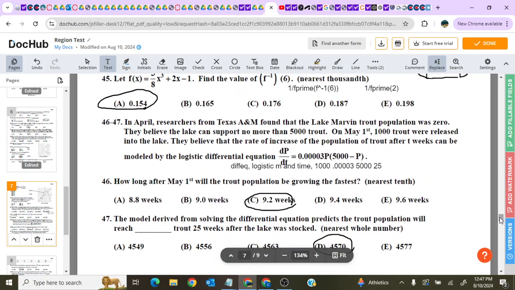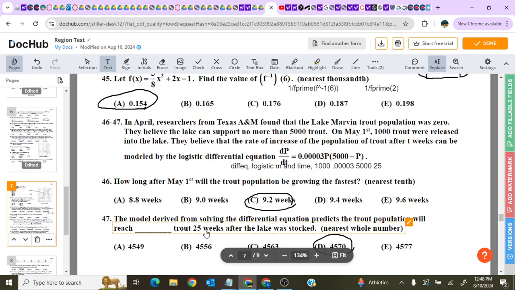46 to 47. In April, researchers from Texas A&M found that Lake Marvin's trout population was 0. They believe it can support no more than 5,000. 1,000 trout were released, and the rate of increase is based on this. So we're given the equation for a logistic, so in the diff-EQ program, go to logistic. You'll be using your m in time, because you're looking for the time of this 25 weeks to solve problem 47.